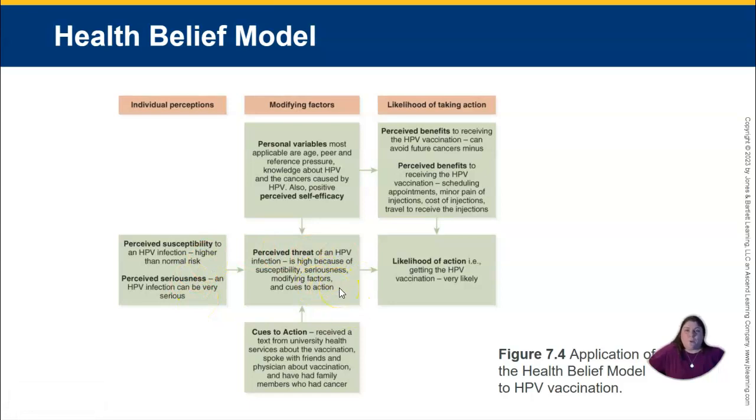That leads to whether or not there is a threat. And there are different variables that can relate to how they determine that. These are the modifying factors. And then you also need to outline what are the benefits to receiving the HPV vaccination. And then if you're able to overcome threats, let them know how serious it is, make them understand that they are susceptible to something, then that might make them actually go forth and get either the treatment or the vaccination or whatever it is.